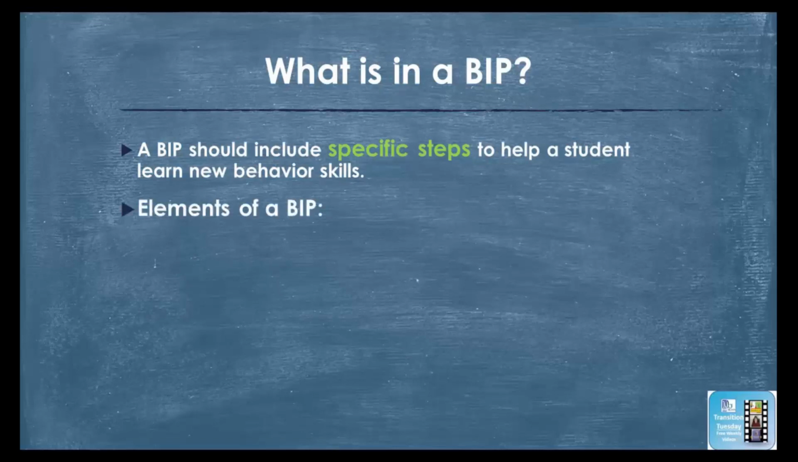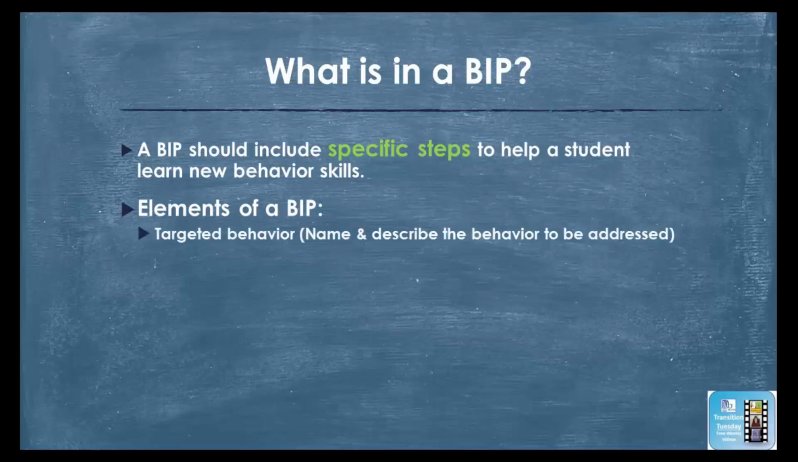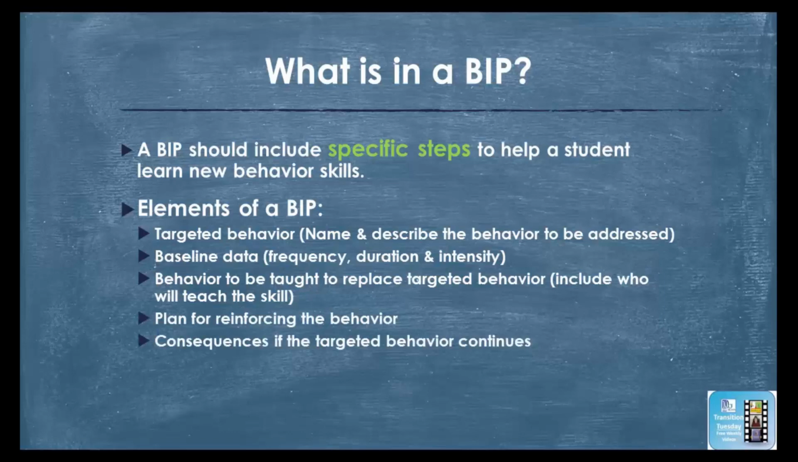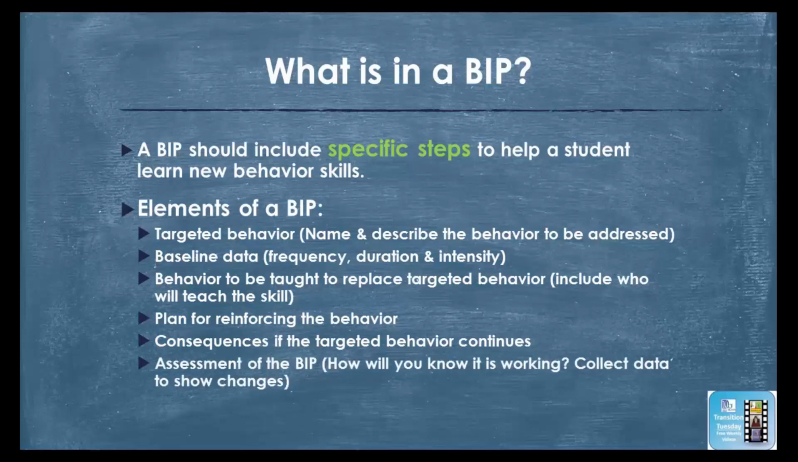Elements of a BIP include the targeted behavior, which is the name and description of the behavior to be addressed, baseline data, which include the frequency, duration, and intensity, the behavior to be taught to replace the targeted behavior and who will be teaching that new skill, a plan for reinforcing the new behavior, consequences if the targeted behavior continues, and an assessment of the BIP.